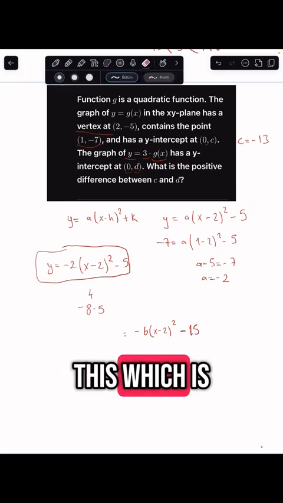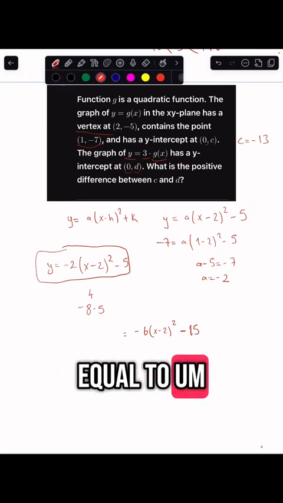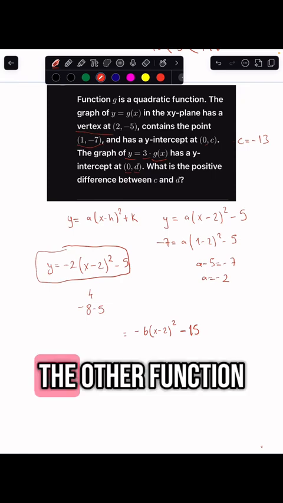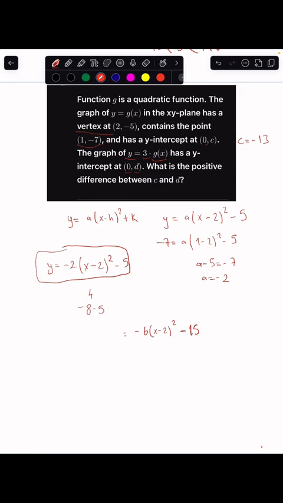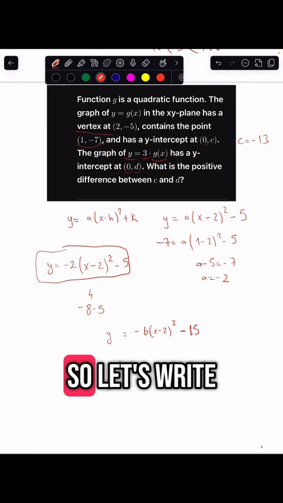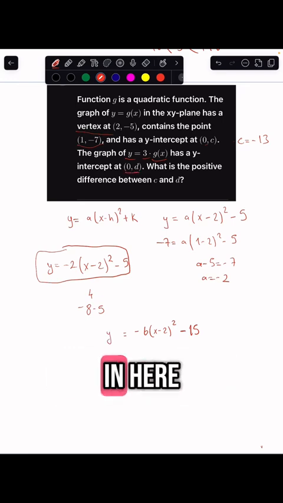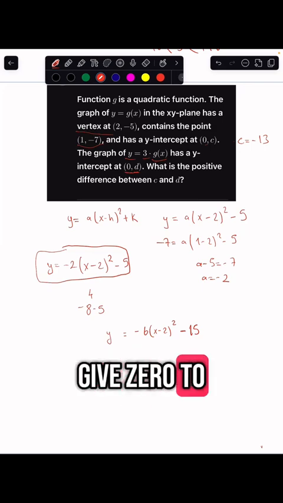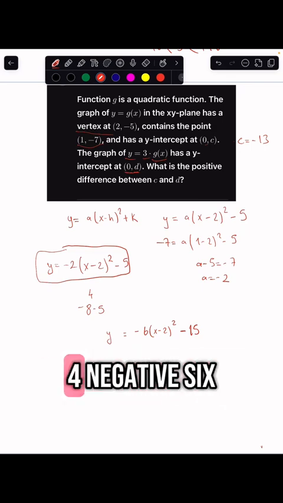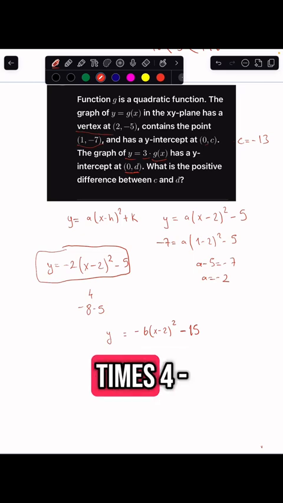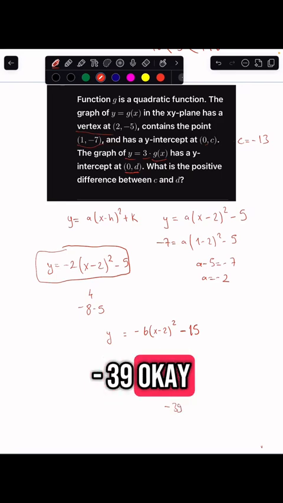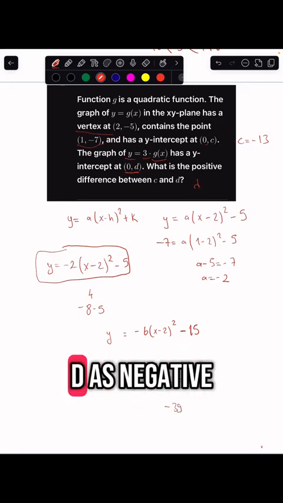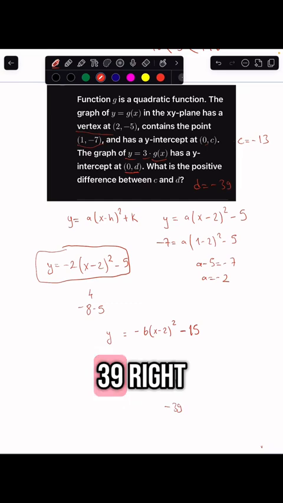So we have this, which is equal to the other function, okay? So let's write it like that. Now let's give 0 to x in here. Give 0 to x, okay? (-2)² is 4. -6 times 4 is -24, minus 15 is -39, okay?